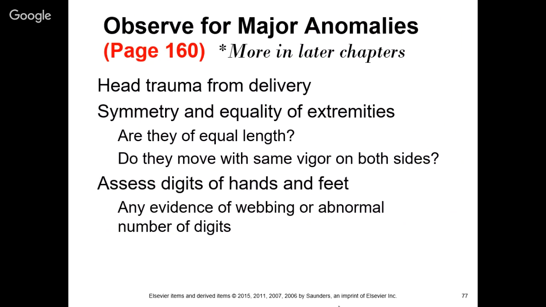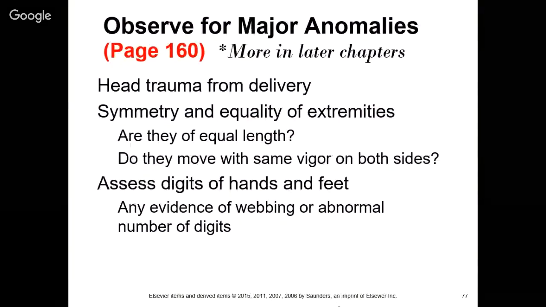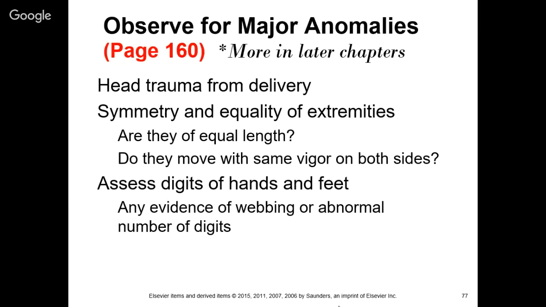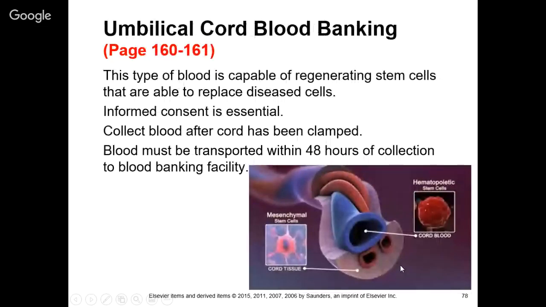So observe for major anomalies. We're going to talk about infants, newborn care in later chapters, but you want to look for head trauma, symmetry and equality of the extremities, and assess digits of the hands and feet. So umbilical cord blood banking. You don't need to know this, but this is something that some women choose to do.